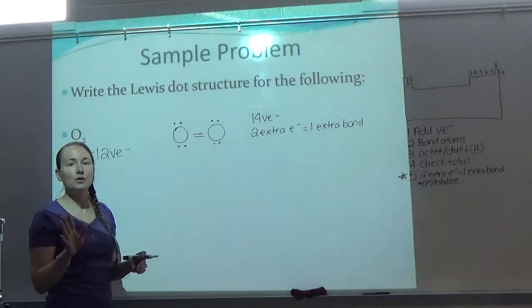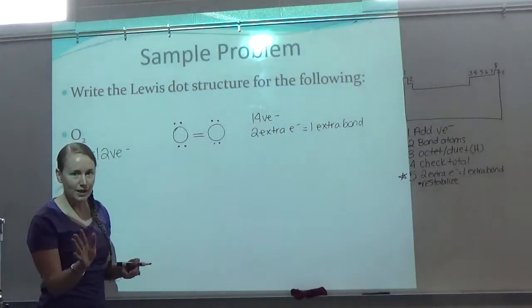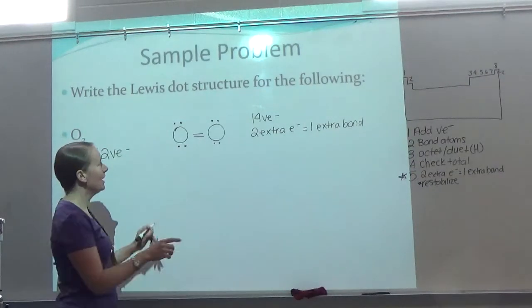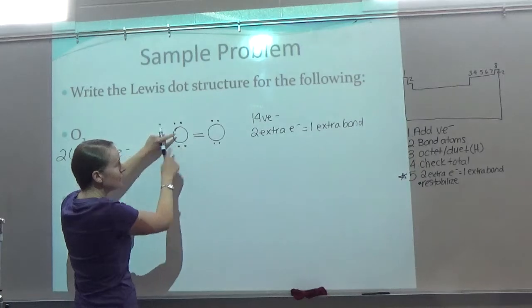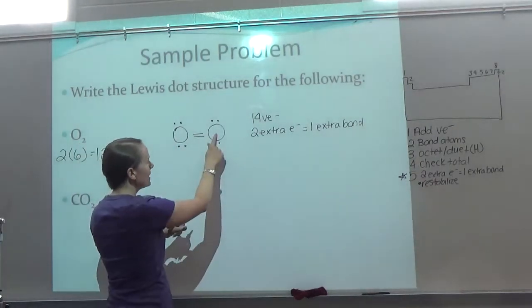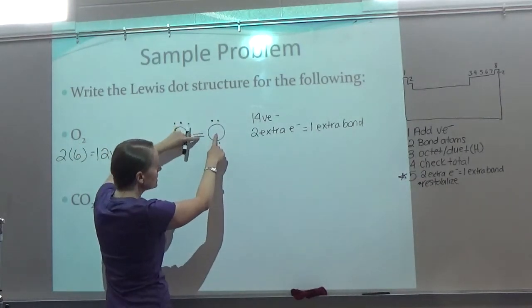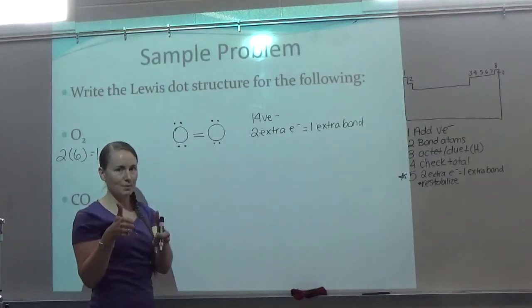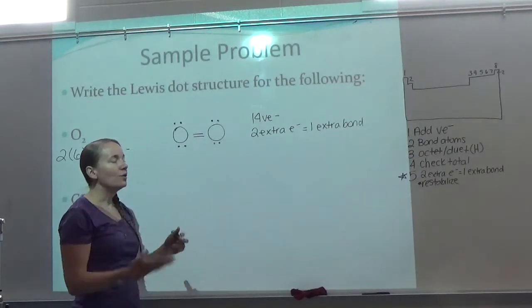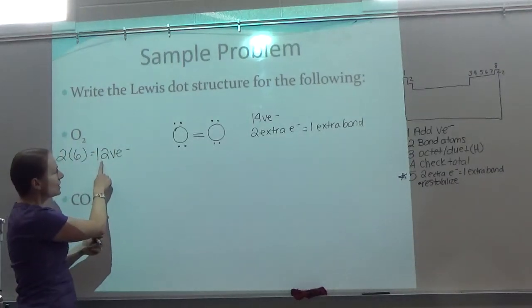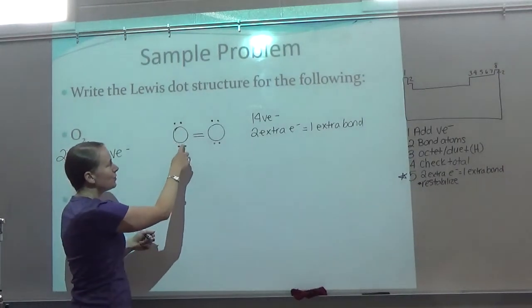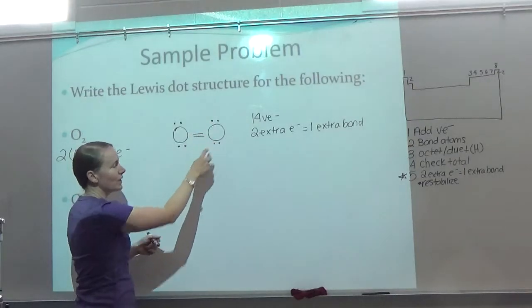Okay, I told you I'm going to go really slow, so let me show you how they each have 8 one more time. All right, so see, this oxygen has 2, 4, 6, 8, so it's stable. This oxygen has 2, 4, 6, 8, so it's stable. All right, now let me check my total. I'm allowed to have 12 electrons. I have 2, 4, 6, 8, 10, 12.